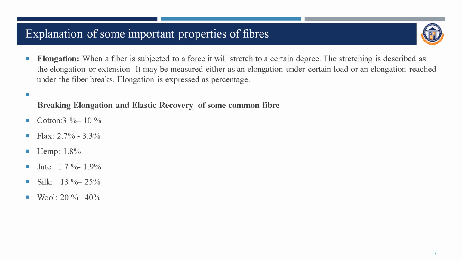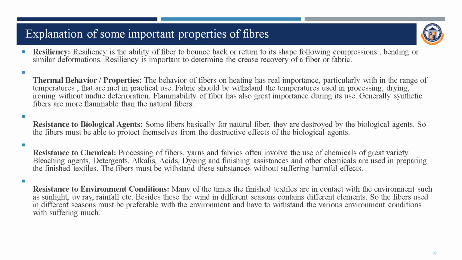Next, we see elongation. It is a very important property related to the stretching or extension of the fiber. It is measured either as elongation at a certain load or elongation reached when the fiber breaks. Elongation is expressed as a percentage. And we see the elongation or elastic recovery values of some natural and man-made fibers. Cotton 10 percent, hemp 1.8, wool 40 percent.